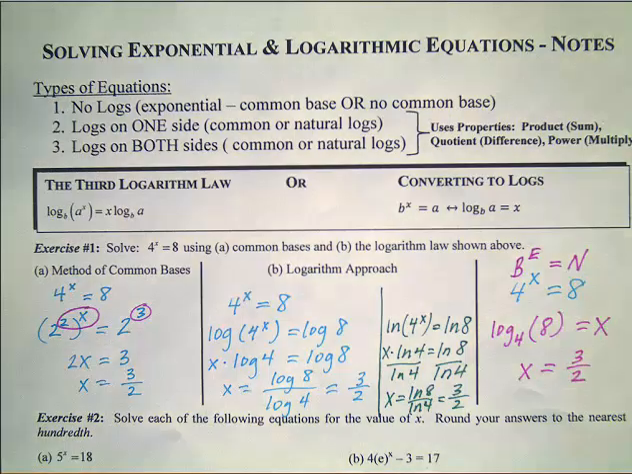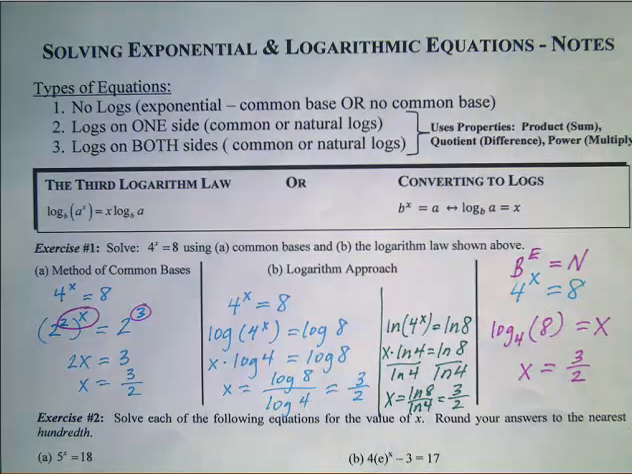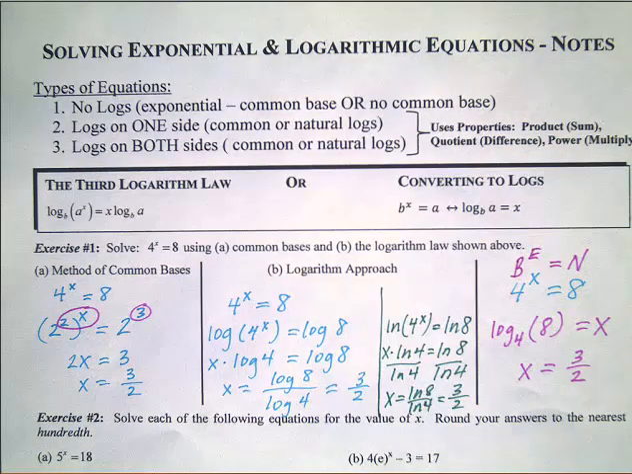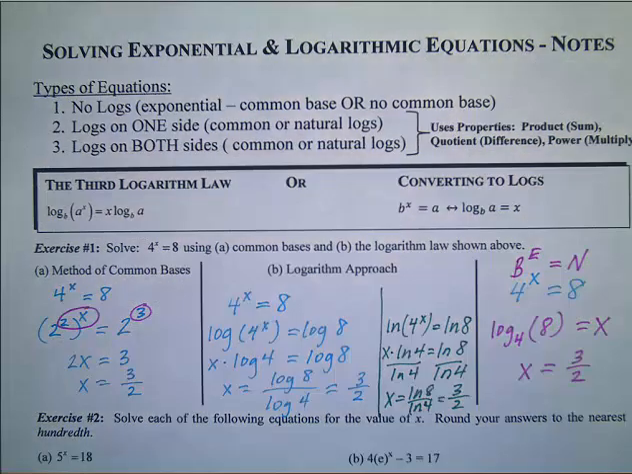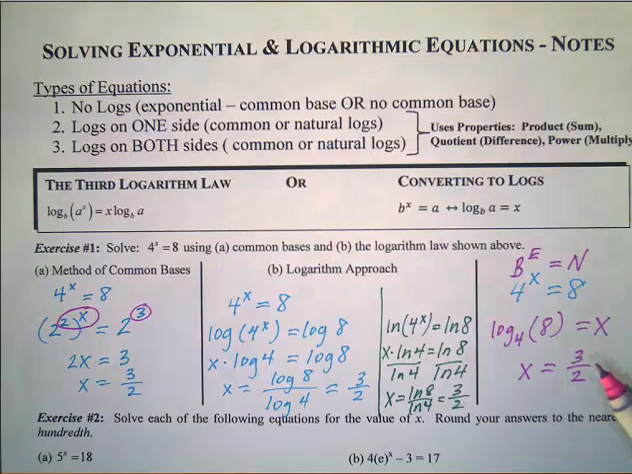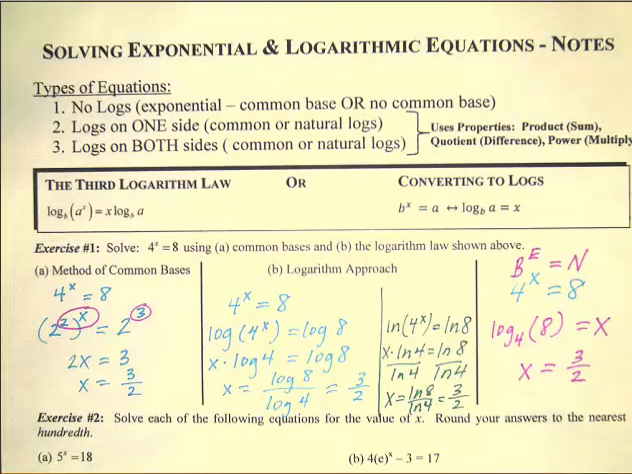So you can see, hopefully work-wise, why I like that last method the most. So you pick the method that you like, and don't pick common bases because that only works sometimes. So pick whichever method you like: logging both sides, common log, natural log, or writing it in log form. The thing you have to remember about log form is you have to have the base and the exponent alone. That's what you want for all of these, okay?